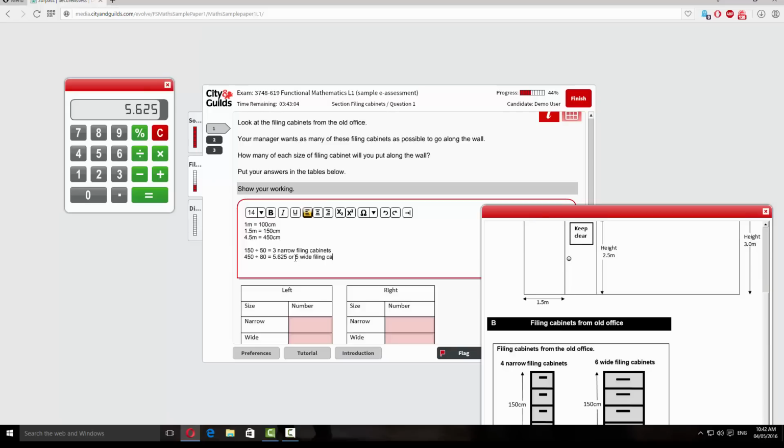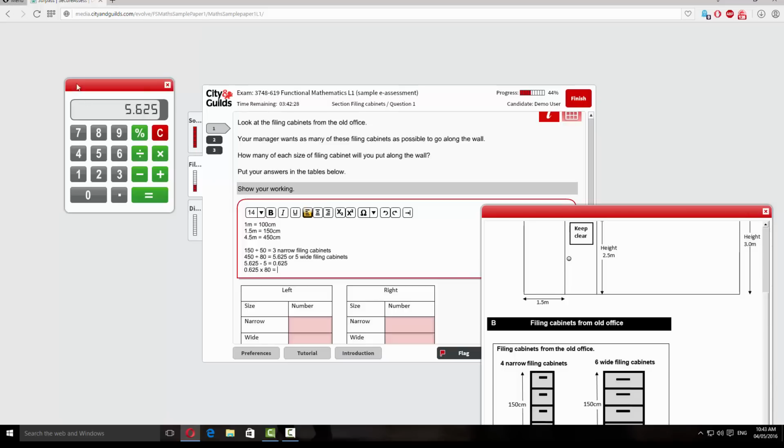What I then need to do is work out how much space is left over. So now I can fit 5 in. So 2 ways of working out how much space is left over. I could do 5 times 80, because I know they're each 80 centimetres wide. Or I can do 5.625 minus the 5 that I originally had, which would give me 0.625, and then multiply the 0.625 by the 80. So I can either do 5 times 80 to work out how much space I've used, or I can do 0.625 times 80 to work out how much space is left over. It doesn't matter which way.